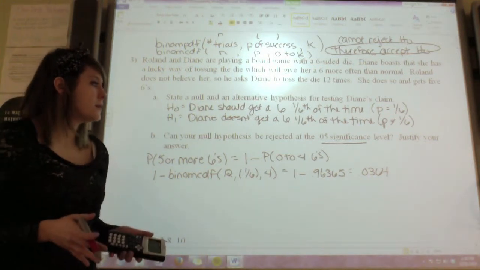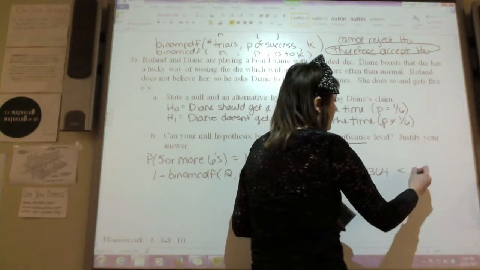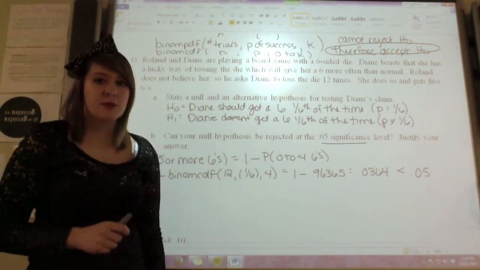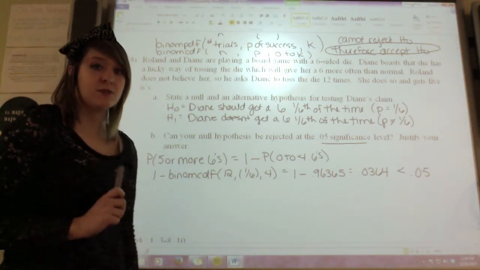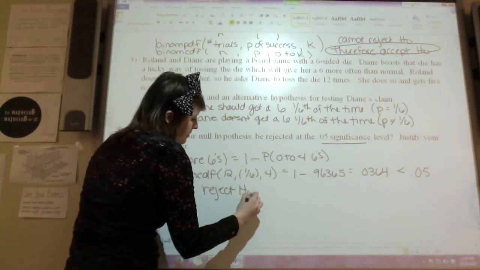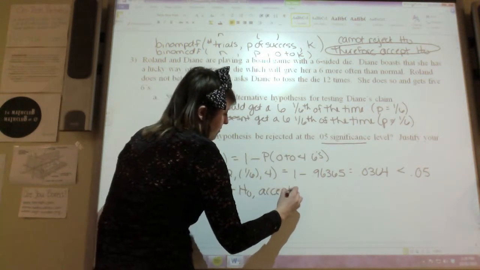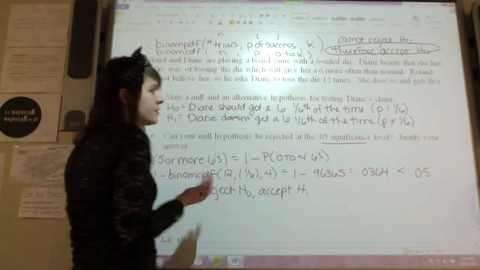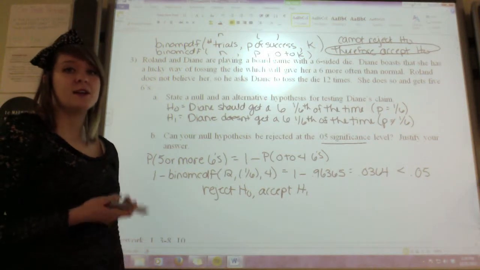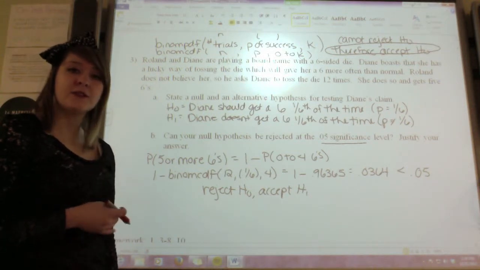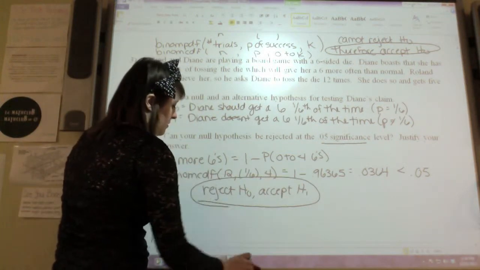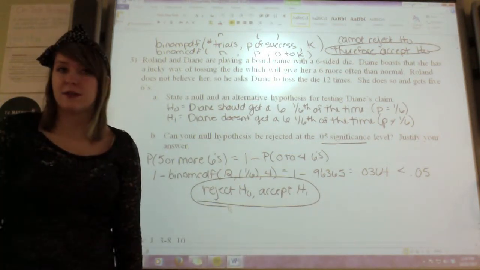Now I need to compare this to my significance level, and I notice that this is less than 0.05. Since this is less than 0.05, I actually have to reject my null hypothesis and accept my alternate hypothesis. In other words, at the 0.05 significance level, Diane actually does have a special way of tossing the die that makes her get a 6 more often than not. All right, that is everything for section 3.